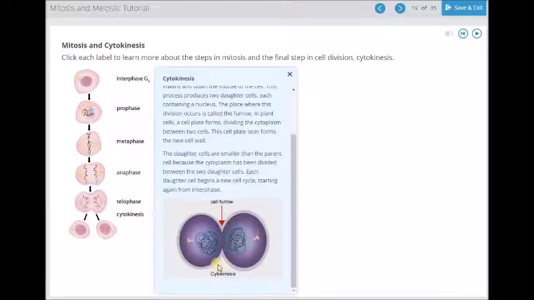I've got an entirely split down the middle cell, and these become two new cells. This happens in your blood, your brain, your skin, your bones, your stomach. It happens all over the place. This is how we grow. This is how we heal. This is how we develop.